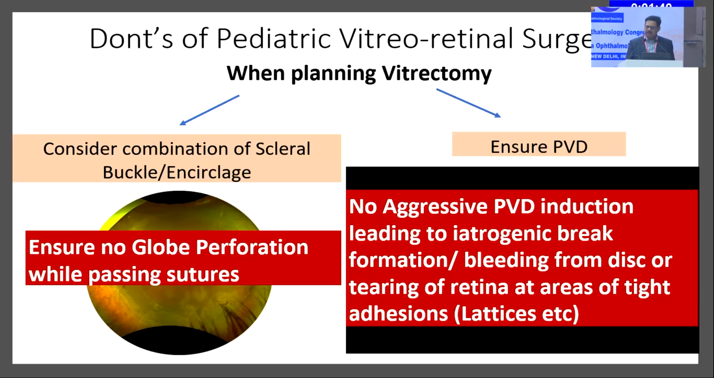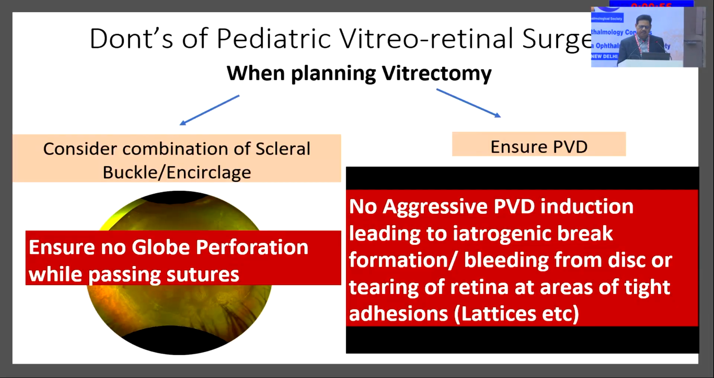Another thing is you should consider buckling also, because when you are doing buckling, you should not have a globe perforation. When you are passing the suture, there is a rule called the Jamaican rule. I don't think you have read. I read in the book, the Jamaican rule is that when you are passing the suture, the needle should be visible underneath the sclera. The moment you see that it is gone, it's not in your vision, it means that it has gone deep and there is a perforation.